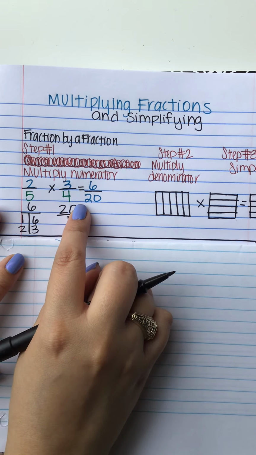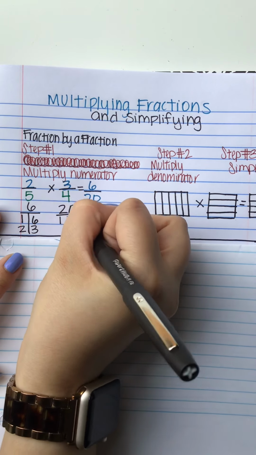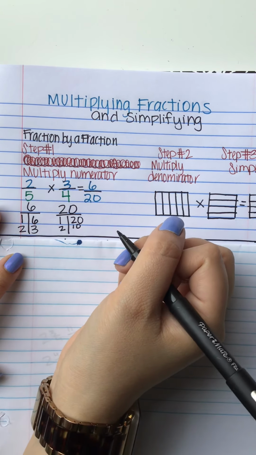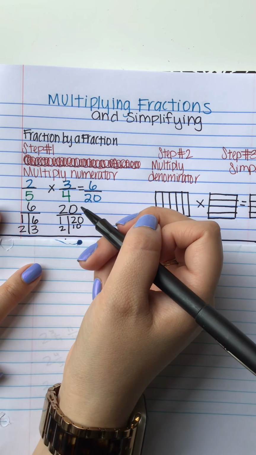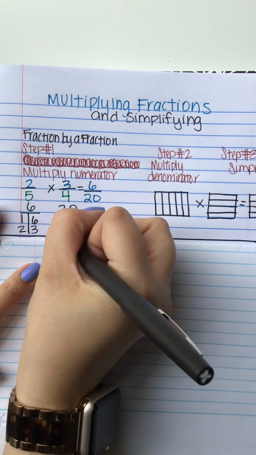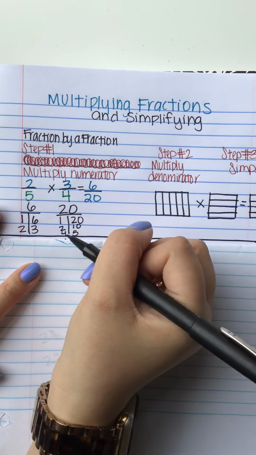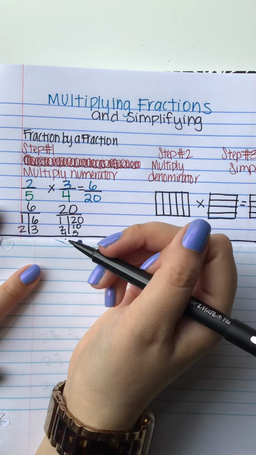Now I'm going to move on to 20. I'm going to do 1 times 20, 2 times 10, okay? 3, can I do 3 times something? No. How about 4? Well, 4 times 5 gives me 20. And 4 and 5 are right next to each other on the number line, so I am finished. Those are all my factors for 20.